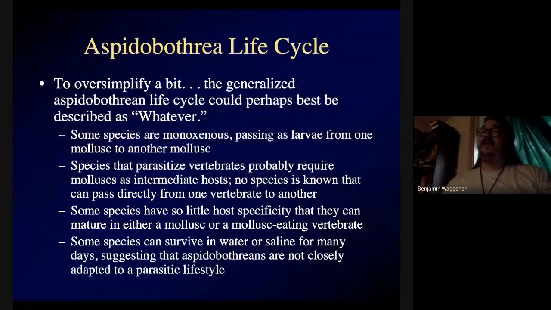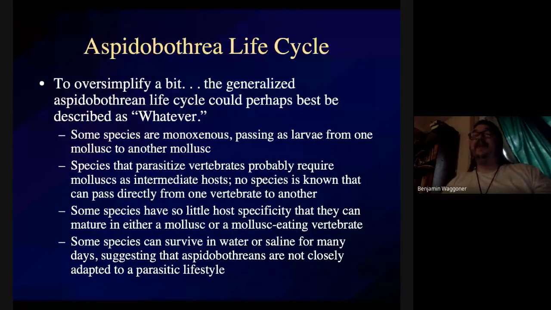The life cycle could basically be described as whatever. Some species have only one host. They're monoxenous. They'll go from one mollusk to another mollusk. The ones that parasitize vertebrates probably have mollusks as an intermediate host. We don't know of any species that can go from one vertebrate to another. Some have so little host specificity that they don't care. They can reach maturity in either a mollusk or a vertebrate. Like, hey, man, whatever.